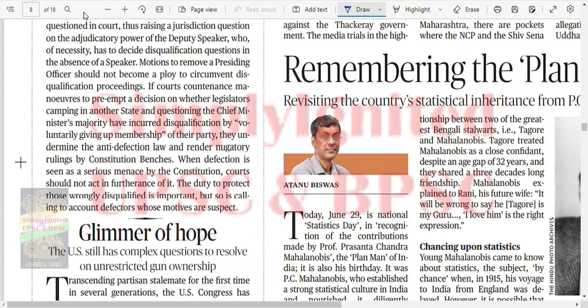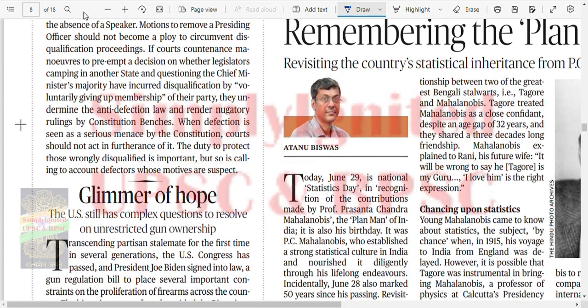If the court countenances maneuvers to preempt a decision on whether legislators camping in other states and questioning the chief minister's majority have incurred disqualification by voluntarily giving up membership of the party, they undermine the anti-defection law and render nugatory the rulings of the constitutional bench. When defection is seen as a serious menace by the Constitution, the court should not act to further it. The duty to protect those wrongly disqualified is important, but so is calling to account defectors whose motives are suspect.